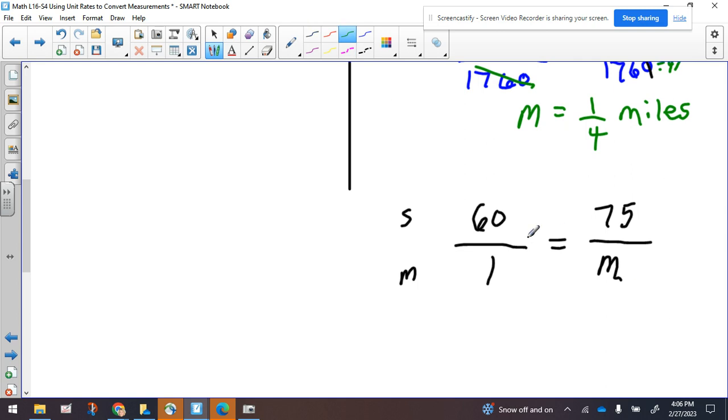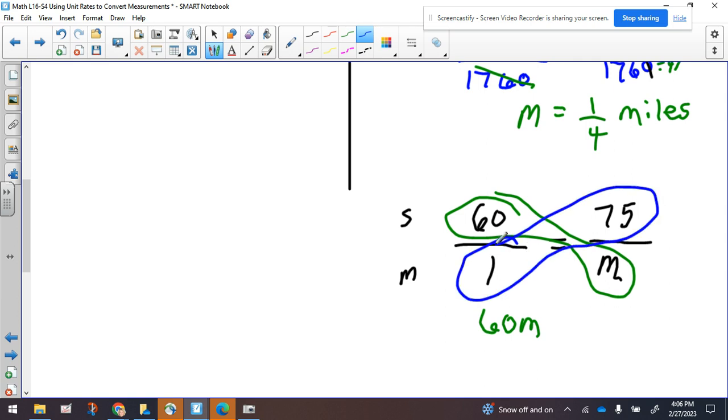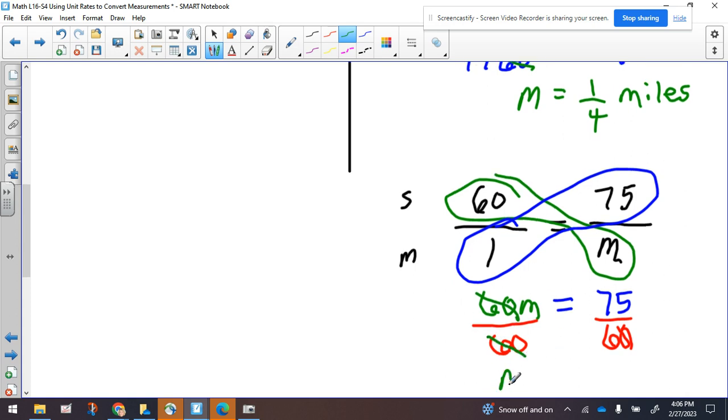Now, the same idea, we can go ahead and use our cross products. So this cross product would be 60 times m, which we would write as 60m. And then this cross product would be 1 times 75, which we can do in our head. That would be 75. And again, we have a situation here where we have a coefficient. If we divide by the coefficient, this will equal 1, and 1 times m is m.